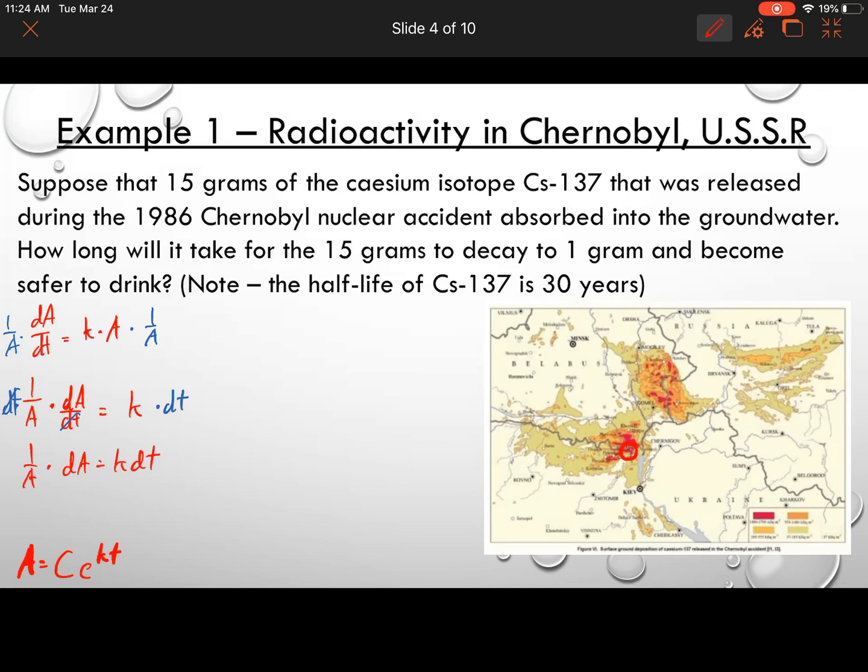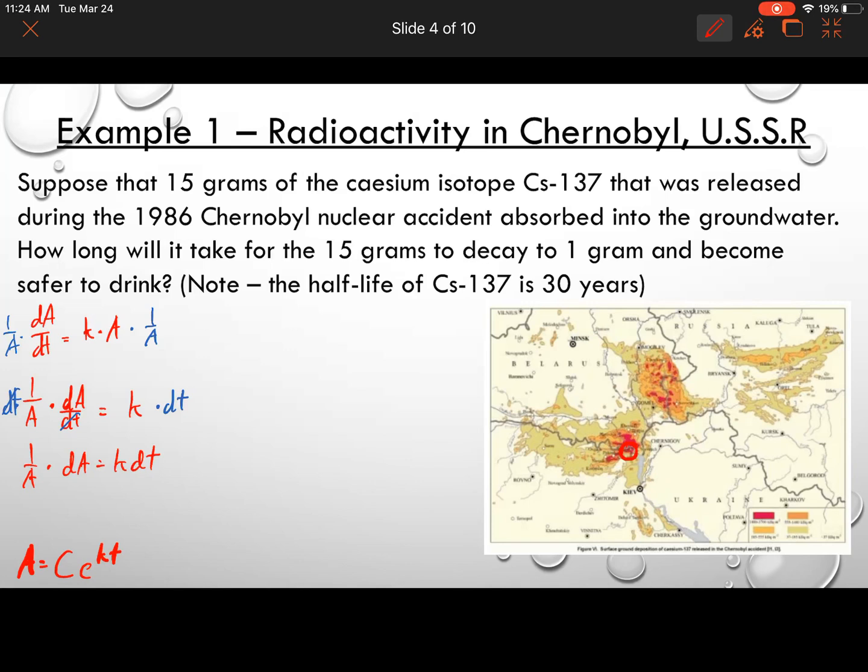So let's see. Now, if you recall yesterday, you can solve for that constant c. So we are told that the half-life of cesium-137 is 30 years. So we're going to use that to figure out what the constant c is equal to.